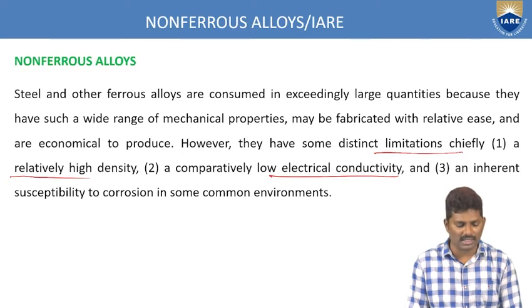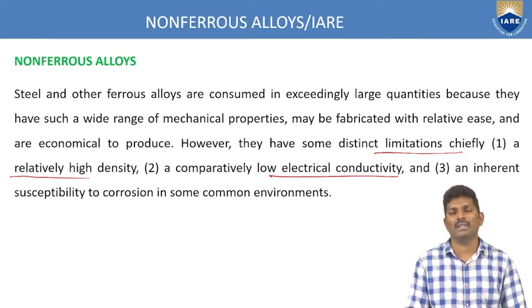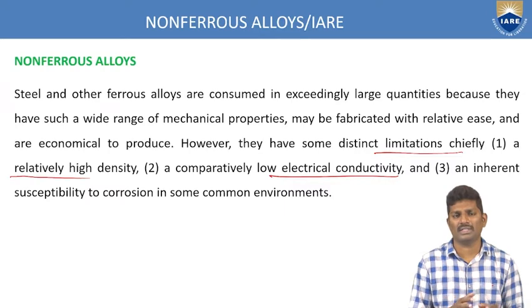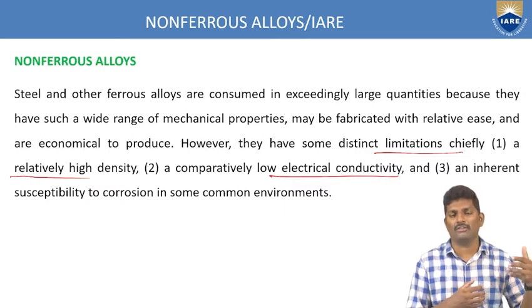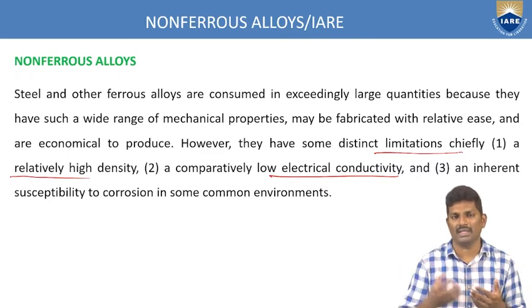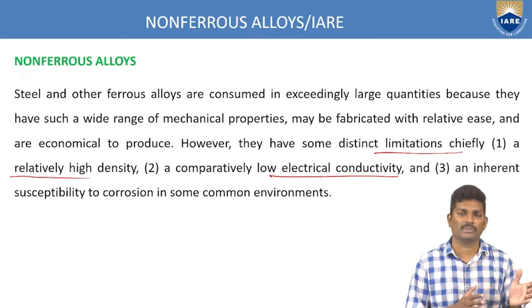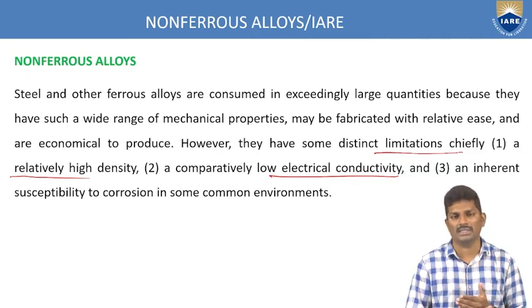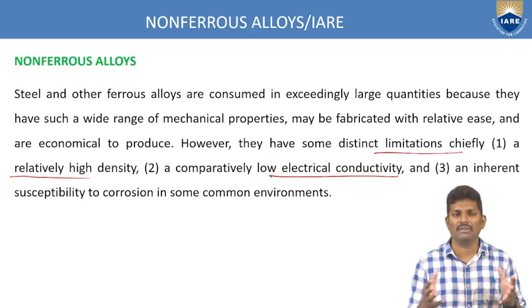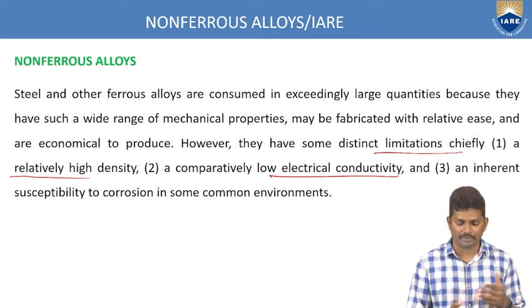And the other one is inherent susceptibility to corrosion in some common environments. When this ferrous and steel material is exposed to environmental conditions, that is, atmospheric air or water or some heat, what is happening? It is getting corroded. So these are some of the limitations for ferrous and steel materials. Though they have a wide variety of mechanical properties, they have some limitations like corrosion, low thermal conductivity, and very high density. All these are some of the drawbacks.